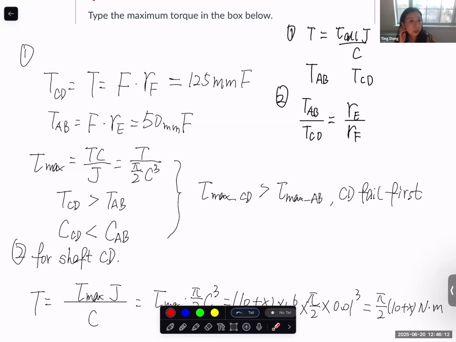the AB section. But again, shear stress is determined by the torque, and also determined by the radius. I can have the CD with a higher torque than AB. I can also have a CD radius much higher than AB radius. In that situation, I can have higher shear stress in the AB section than CD.